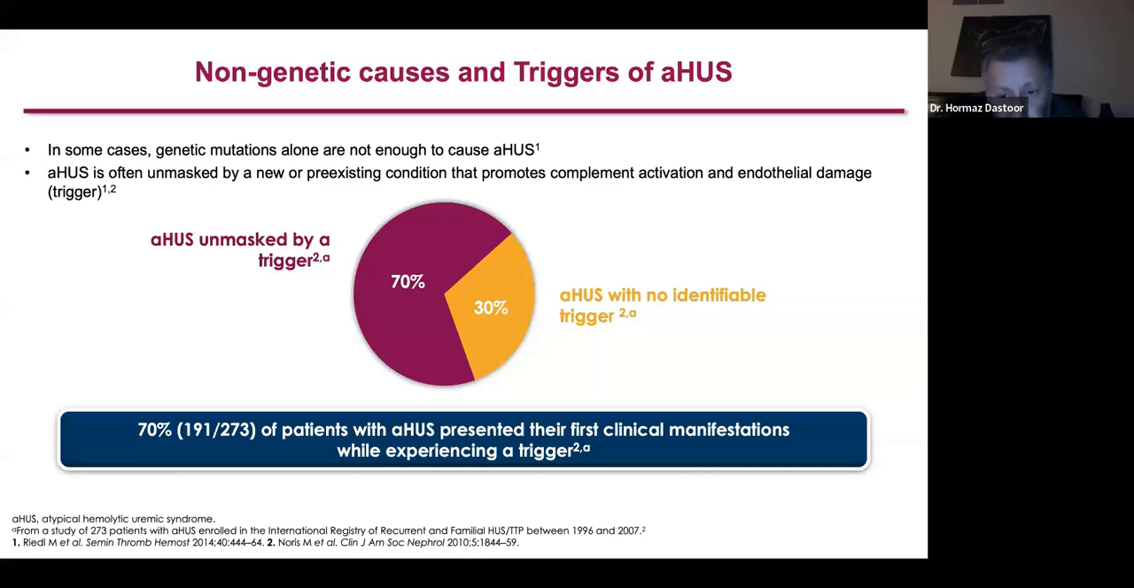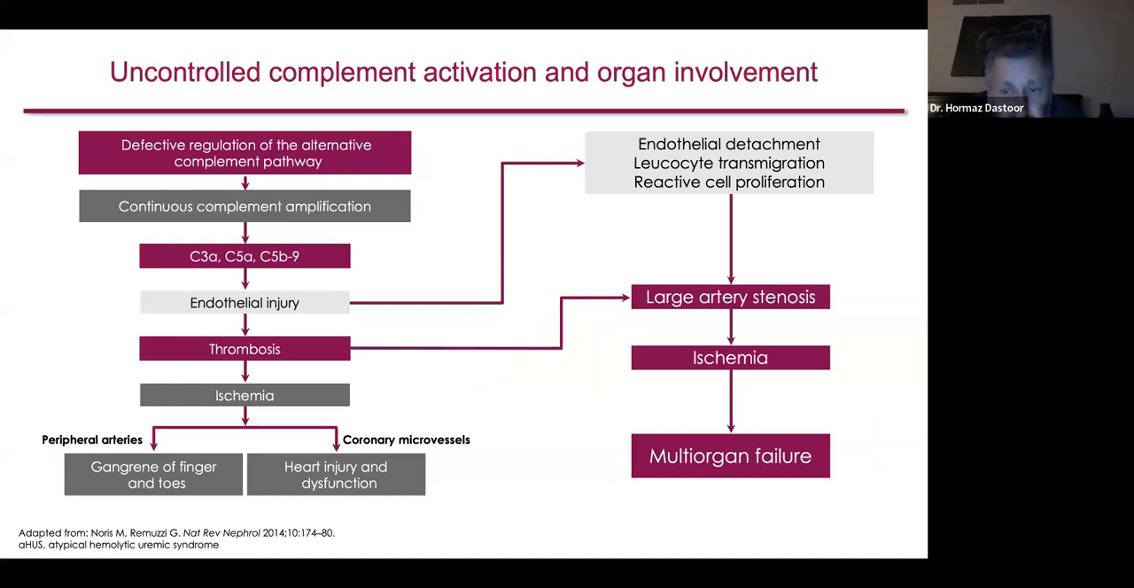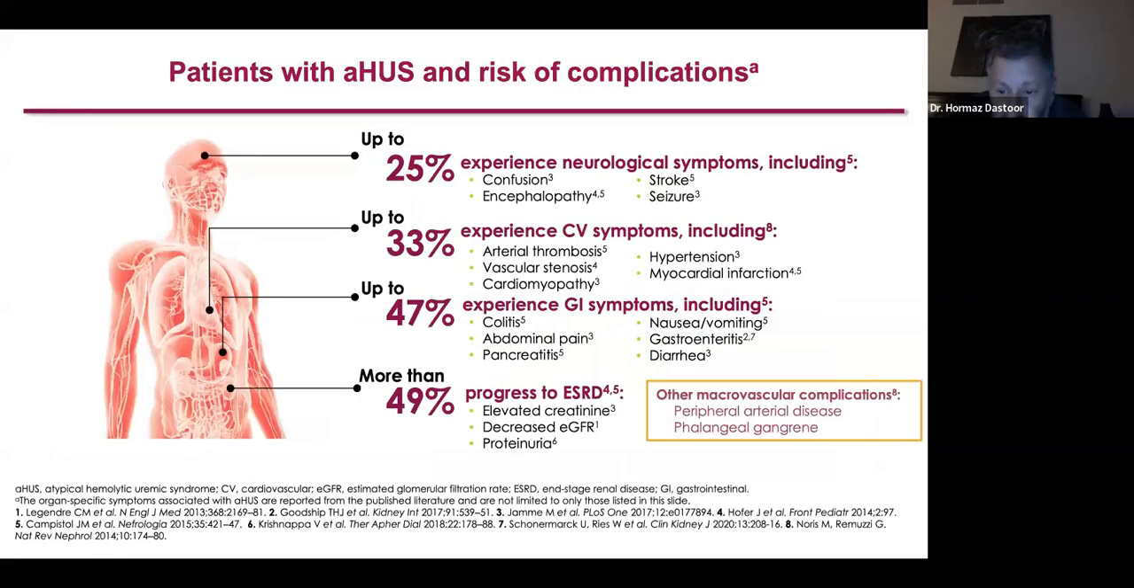But in 30% of the cases, you will not be able to identify that trigger. Regardless of the trigger, you will have complement activation and you will have end organ damage, which for us as nephrologists usually presents as kidney involvement. Now, as I told you before, the disease affects multiple organs.